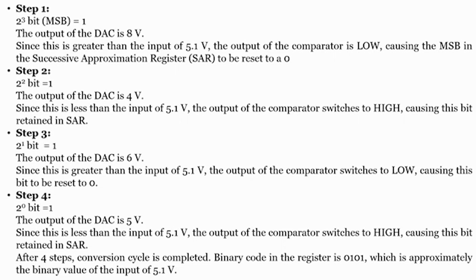Now, step 2 is 2 raised to 2, which is bit 1. So, the output of the DAC is 4 volts, which is less than 5.1 volts. In that case, the comparator switches to high, causing this bit to be retained in the SAR. Similarly, step 3, if it is 2 raised to 1, which is 1 volt, then the output of the DAC is 6 volts. Since this is greater than 5 volts, the output of the comparator switches to low. So, it is very easy, right. If it is more or less, that is what we are comparing.